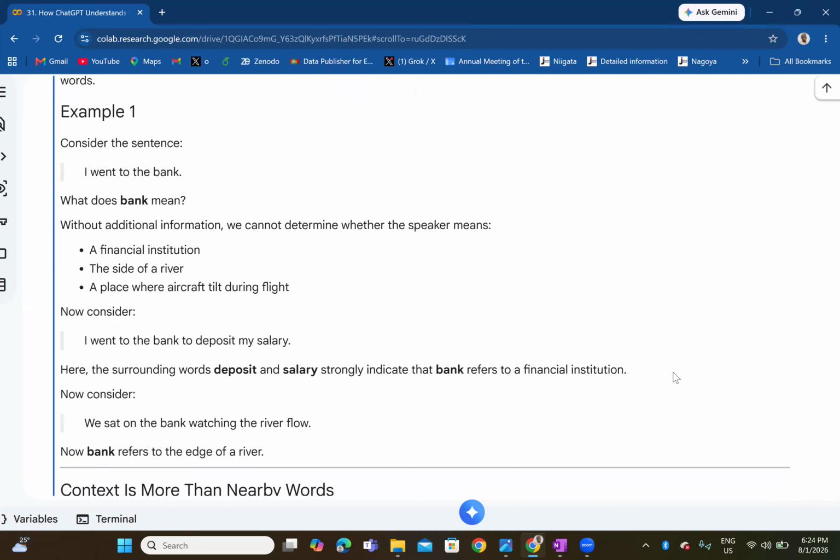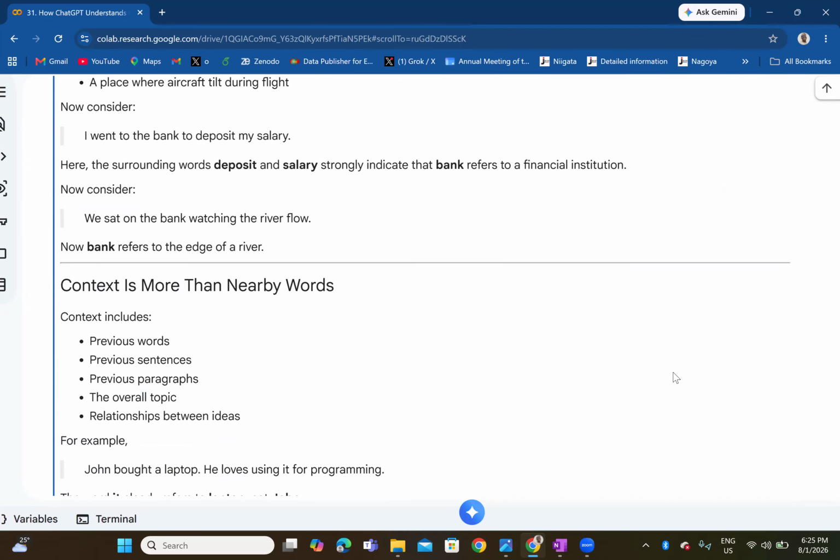In example one, consider the sentence, I went to the bank. What does bank mean here? Without additional information, we cannot determine whether the speaker means a financial institution, the side of a river, or a place where aircraft tilt during flight. Now consider, I went to the bank to deposit my salary. Here, the surrounding words deposit and salary strongly indicate that bank refers to a financial institution. Now consider, we sat on the bank watching the river flow. Now, bank refers to the edge of a river, because we're talking about the river flow.